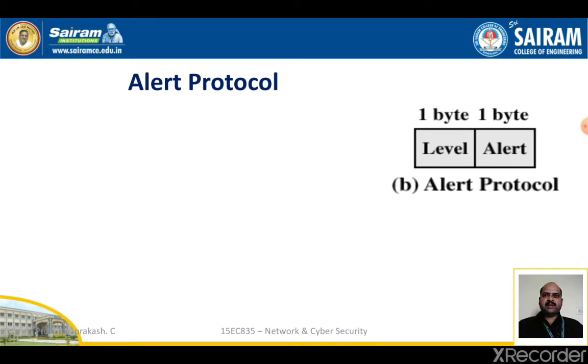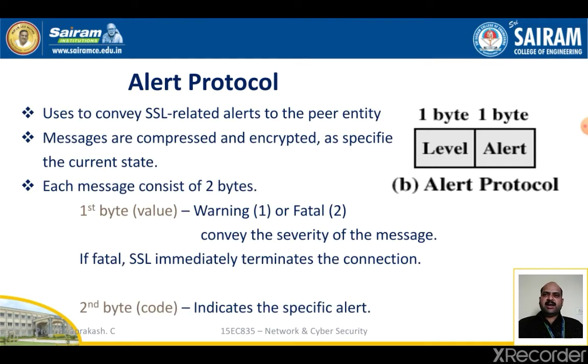The first byte takes the value warning 1 or fatal 2 to convey the severity of the message. If the level is fatal, SSL immediately terminates the connection. Other connections on the same session may continue, but no new connections on this session may be established. The second byte contains a code that indicates the specific alert.